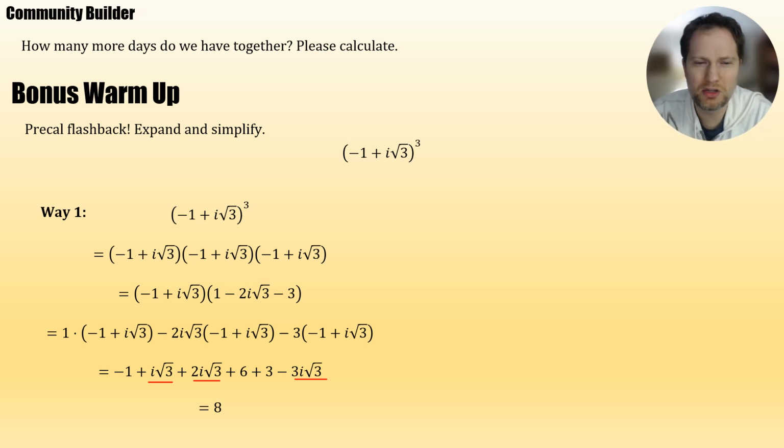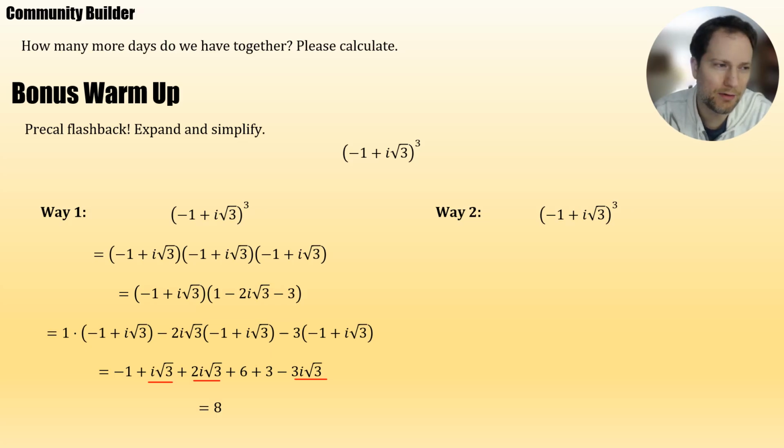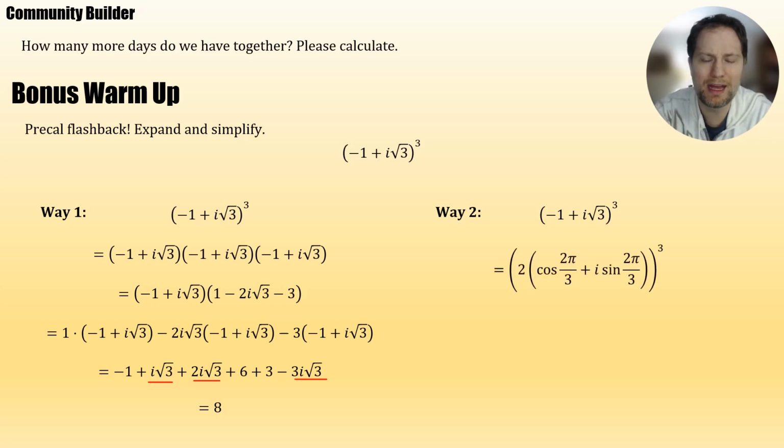Let me show you a second way, which I think is going to be more important and illuminating for us. The second way is going to be to convert this complex number, negative 1 plus i root 3, to polar form. And the way I'm going to do that is, well, I want you to think about it. If you thought about the point x, y equals negative 1 comma root 3, like as an actual point in the complex plane, where x is negative 1 and y is root 3, how would you convert that?